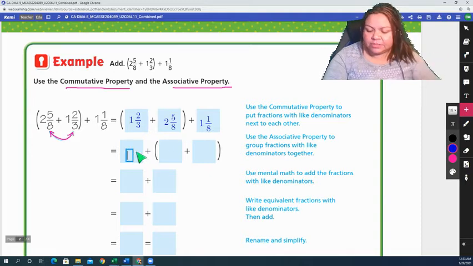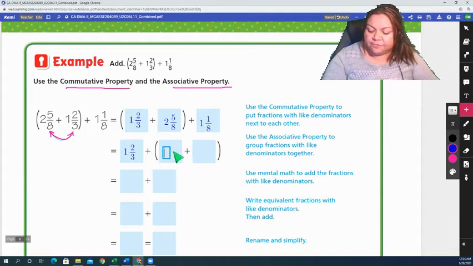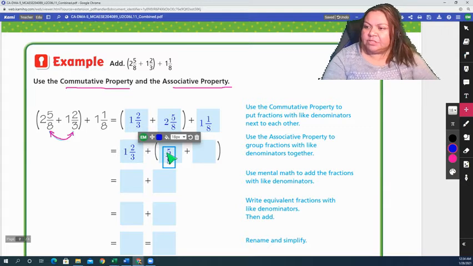So here I will bring down 2/3 with the whole mixed number. And here I'm just bringing my numbers down, but we're changing the grouping so that the fractions with the same denominator are together.